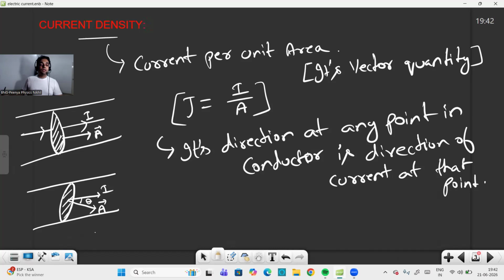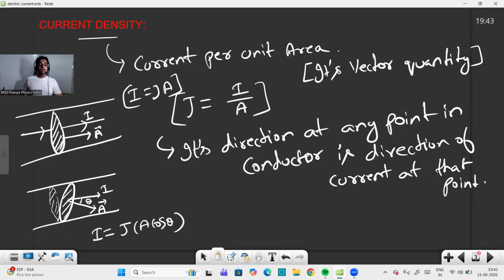So at that time we can write I equals to, because here the normal component of the area vector is what? A cos theta. So here we can write I equals to J A cos theta. When I and the A vector are both in the same direction, we write I equals to JA, where J is the current density.